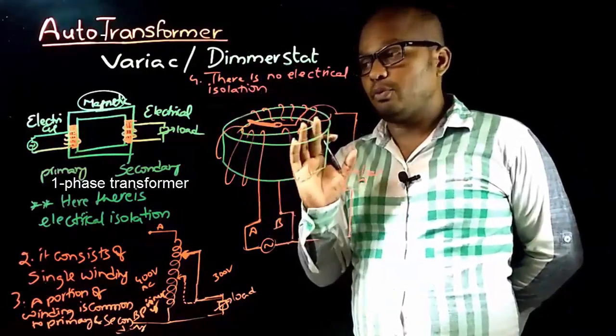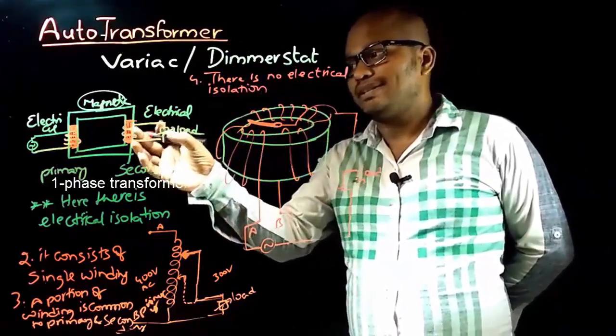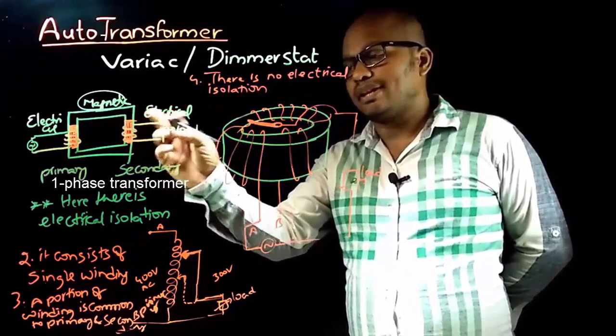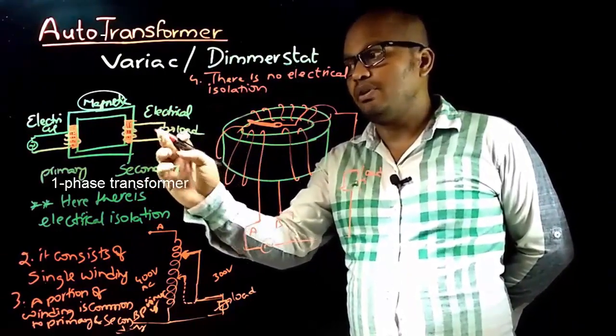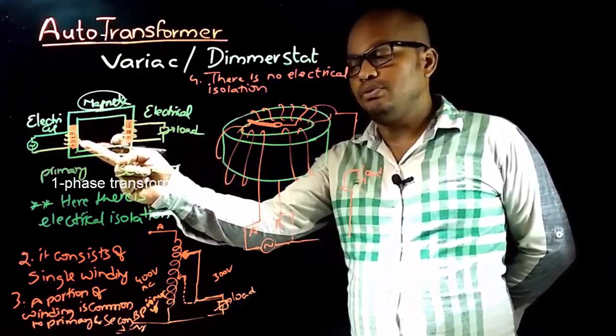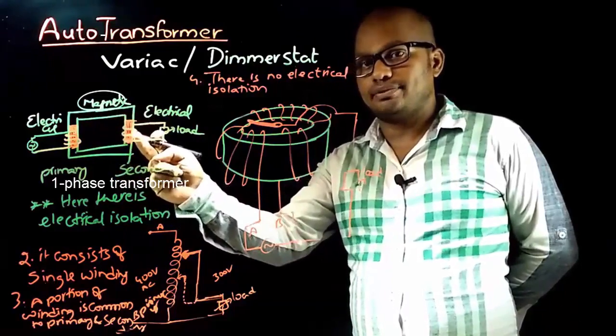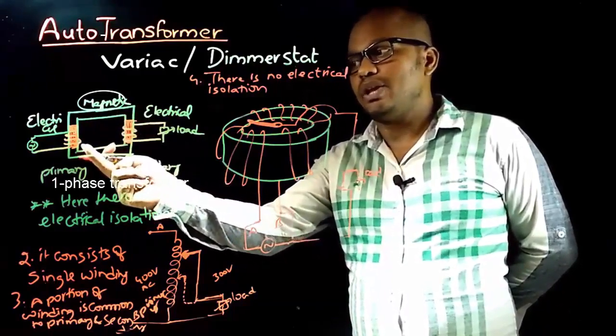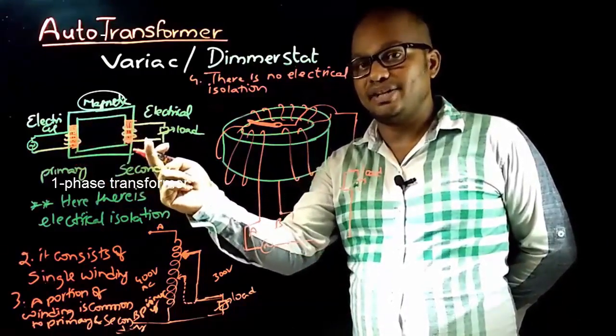And the fifth important point is that if you observe in the single phase transformer, the secondary winding is receiving power from the primary winding through the induction process, because there is no electrical connection between primary winding and secondary winding.